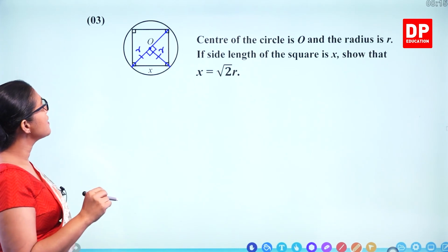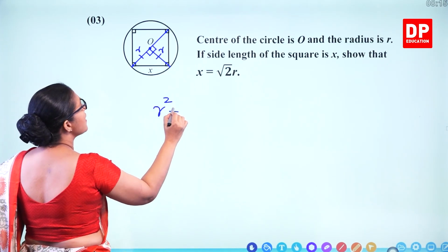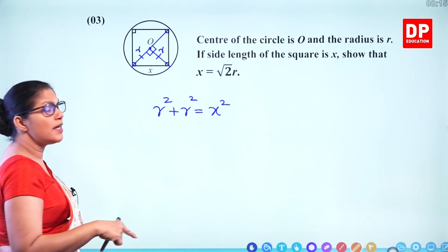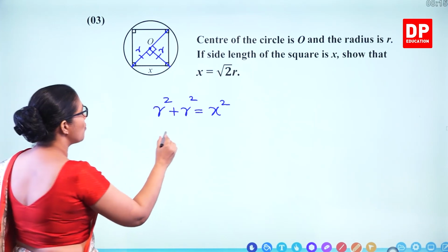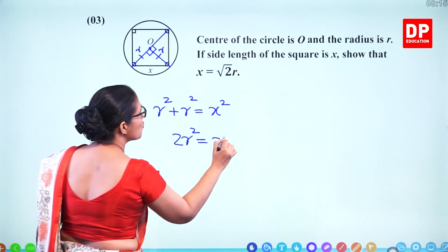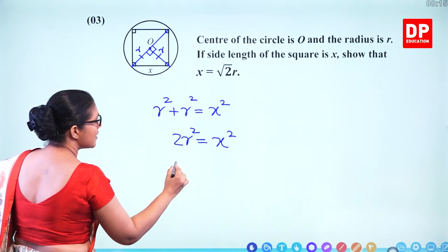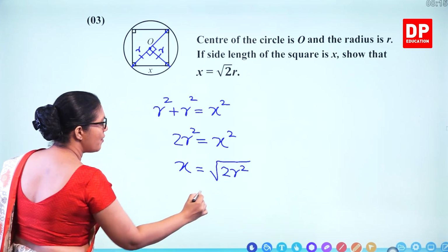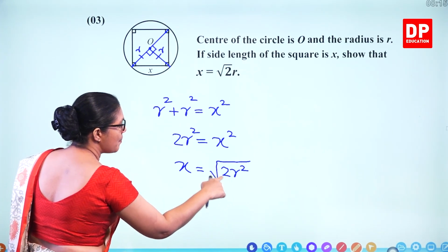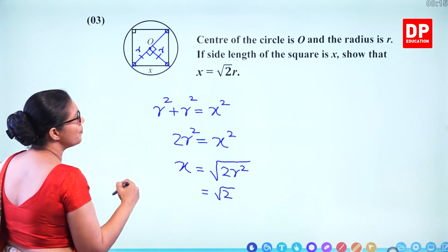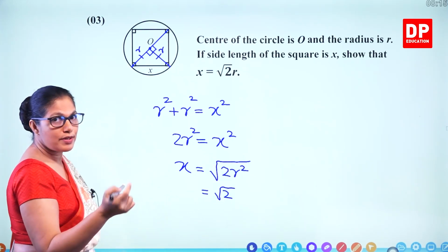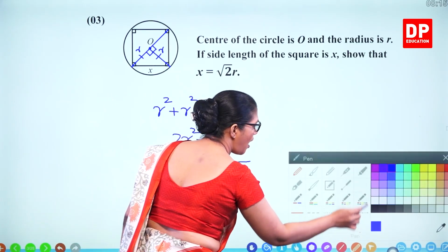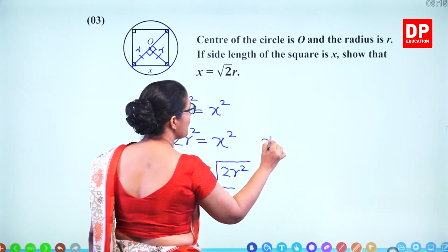So use Pythagoras theorem. r squared plus r squared is x squared. That's the hypotenuse. x is the hypotenuse of the right angle triangle. So 2r squared equals x squared. You need x, so take the square root. You can separate it: you can write root 2 and r squared, and the square root gets cancelled out and you get r. So x equals root 2 r. 2 marks for that.